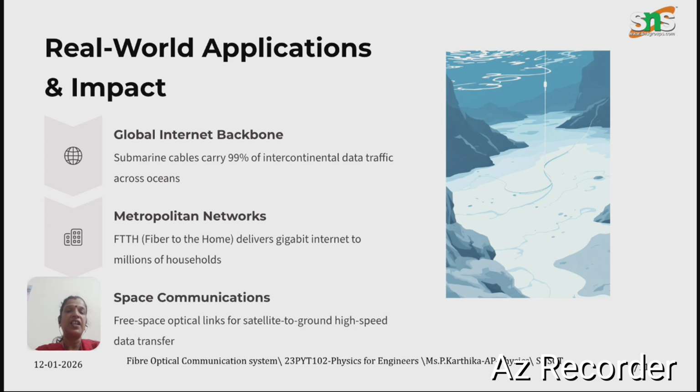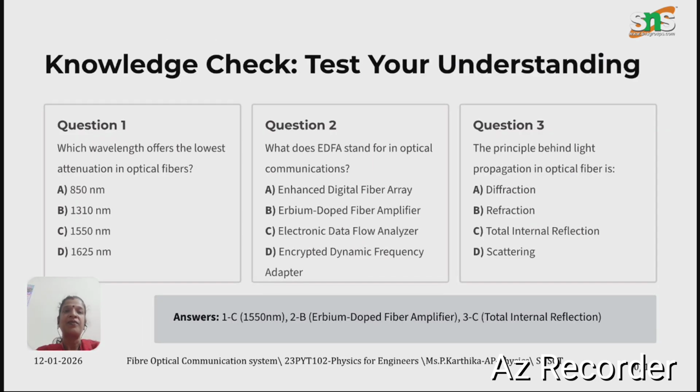Here we can see the real world applications and impact. The global internet backbone: submarine cables carry 99% of intercontinental data traffic across the oceans. In metropolitan networks, fiber to the home delivers gigabit internet to millions of households. And space communications, free space optical links for satellite to ground high speed data transfer. These are the real world applications.